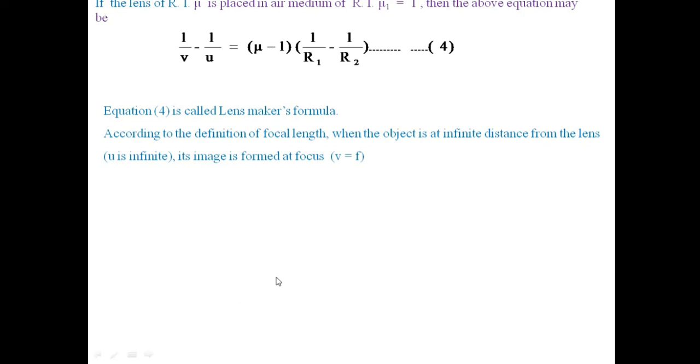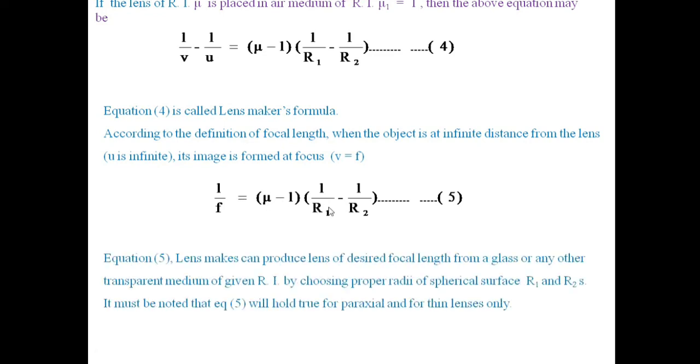According to the definition of focal length, when the object is at infinite distance from the lens, its image is formed at the focus. So, instead of writing 1 upon v minus 1 upon u, we can write 1 upon f is equal to mu minus 1 into 1 upon R1 minus 1 upon R2. This equation can produce a lens of desired focal length from glass or any other transparent medium of given refractive index by choosing the proper radii of spherical surfaces R1 and R2. It must be noted that this equation holds true only for paraxial rays and for thin lenses only.